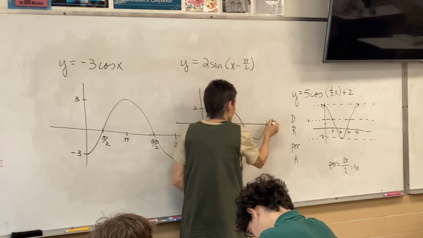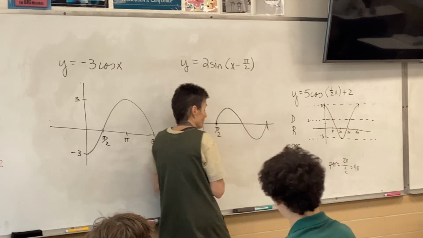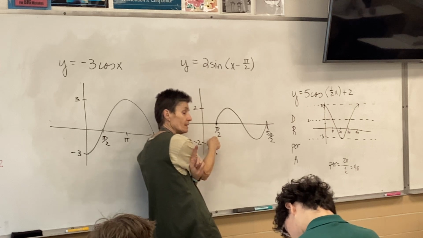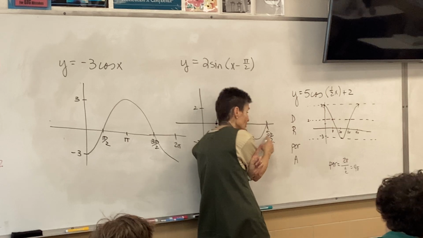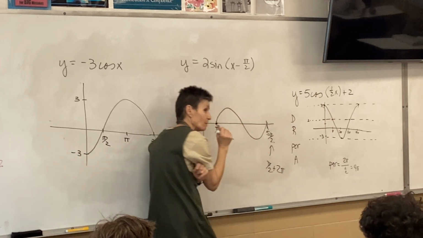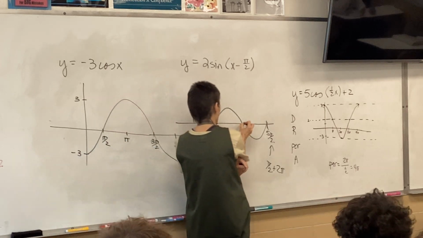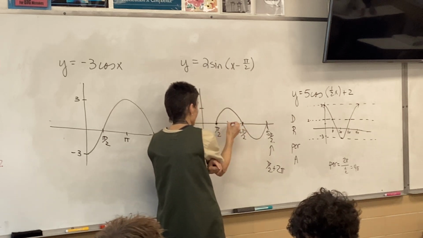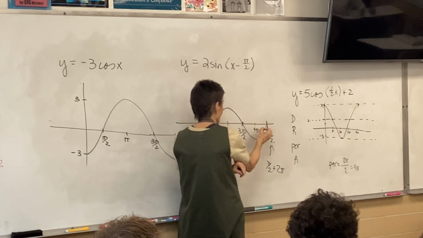This is not 2 pi. What is that going to be? 5 pi over 2. Because we started at pi over 2 and traveled 2 pi, so this is pi over 2 plus 2 pi. That's how we got that. What's the one right in the middle gonna be? 3 pi over 2. And this one will be 2 pi over 2. And this one will be 4 pi over 2.